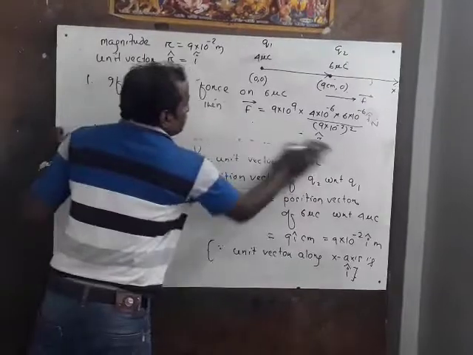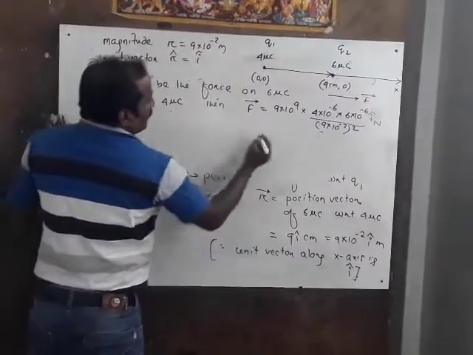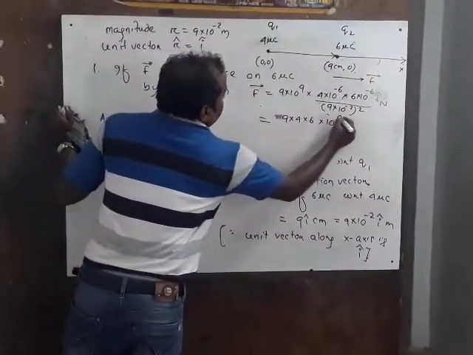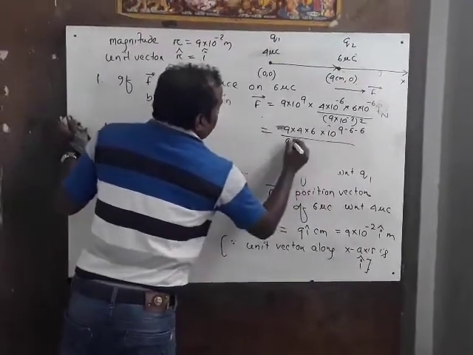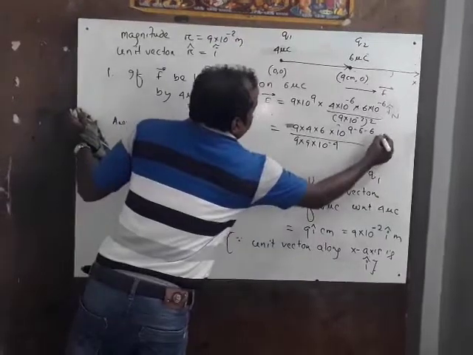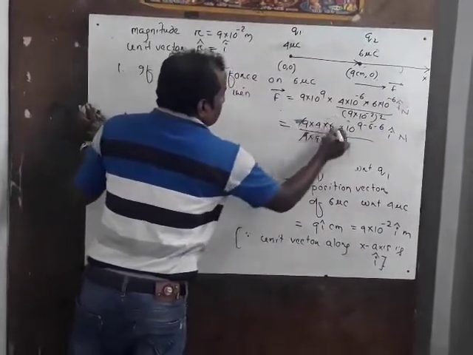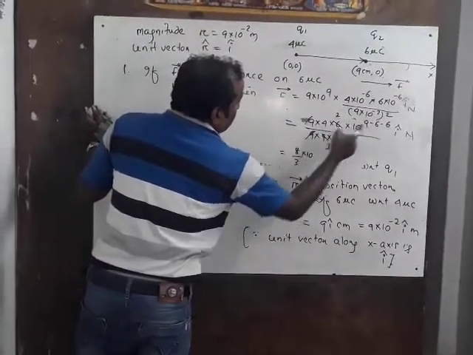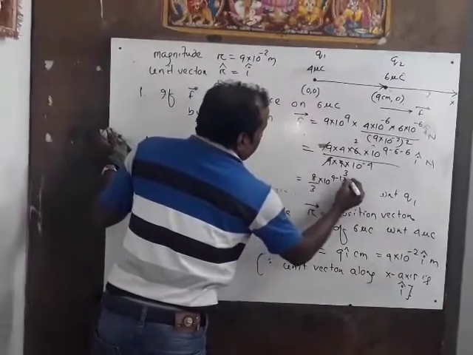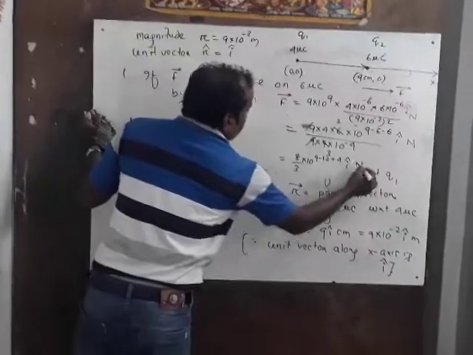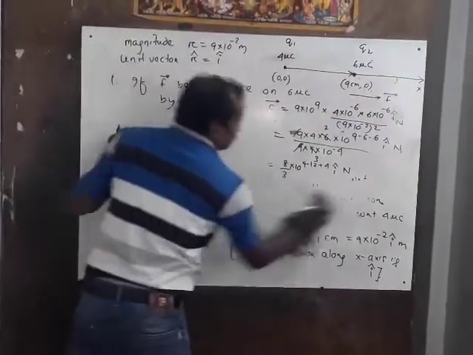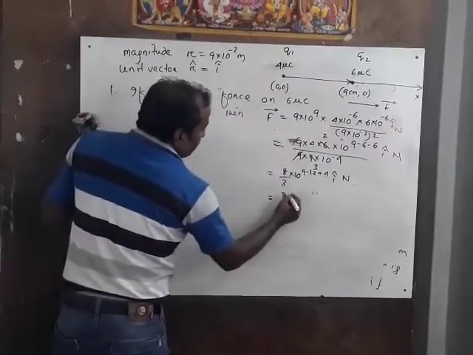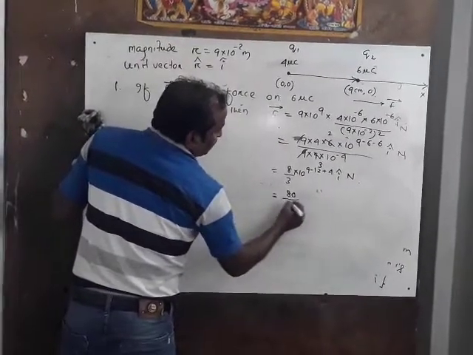Okay, so it goes like this: 9 into 4 into 6 into 10 to the power 9 minus 6, by 9 into 9 into 10 to the power minus 4, i Newton. 9 cancels, and that is like this: 8 by 3 into 10 to the power 9 minus 12 plus 4, i Newton. That's 80 into 1 by 3 i.